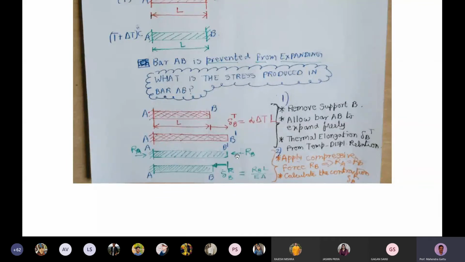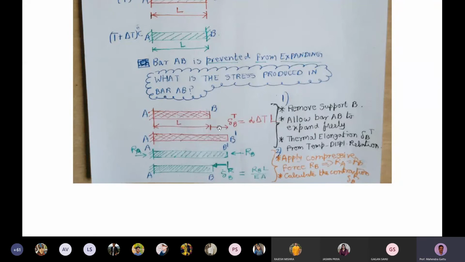This compressive force will cause the bar to contract. The contraction amount is given as delta RB. Because this force is acting leftward, to balance it an equal and opposite force RA will act at support A. So RA will be equal to RB. Now we can find the contraction in this bar using the force displacement relationship. The compressive force is uniform throughout the length of the bar, so the contraction delta RB will be equal to RB L by EA.